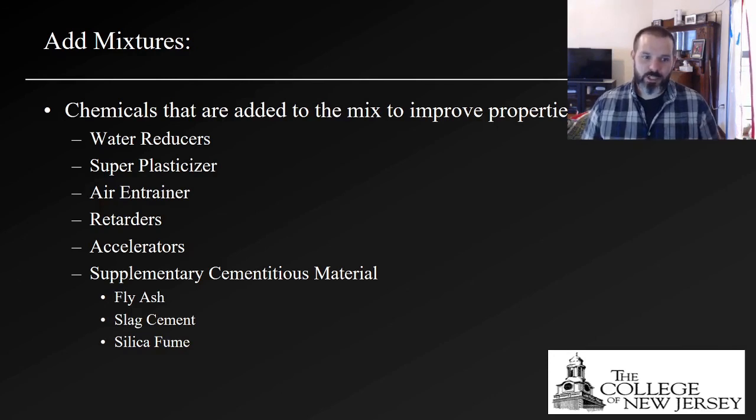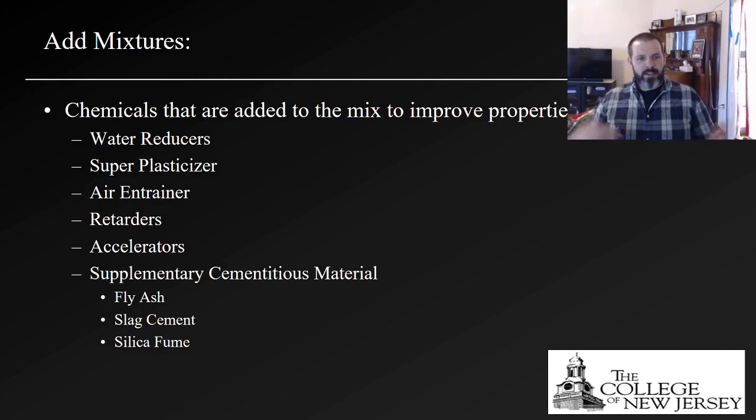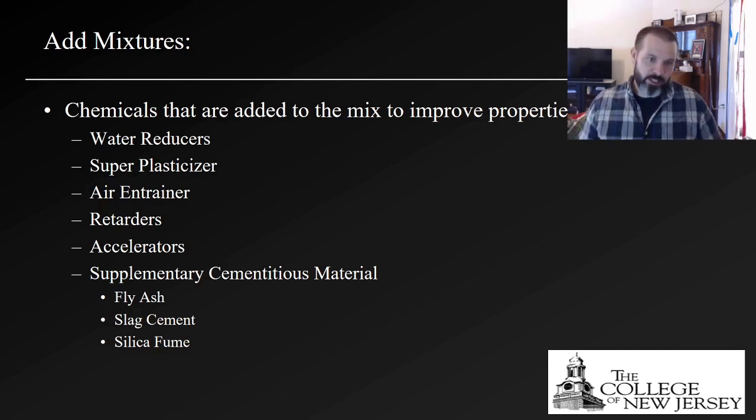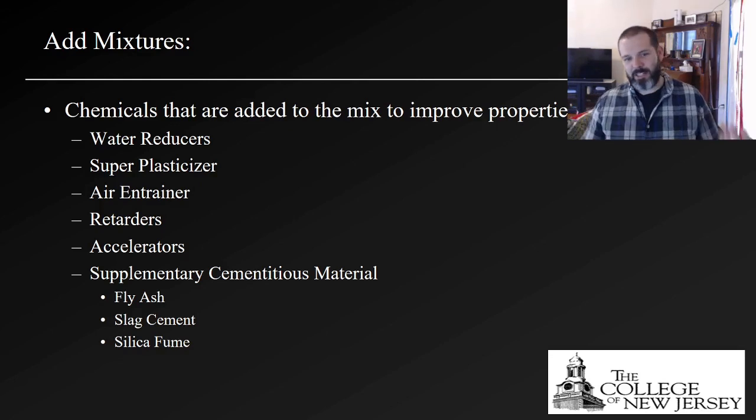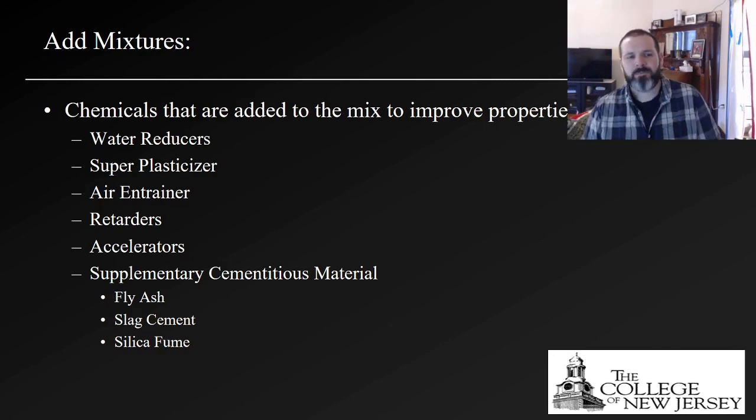Supplementary cementitious materials give your concretes different properties. They're also generally recycled material. So fly ash is a product made from burning coal. Slag cement is from casting concrete. We generally consider these recycled products that we can use in our concrete, that we have a lot sitting around, and we can use them to make concrete, so we don't have them sitting around as much.